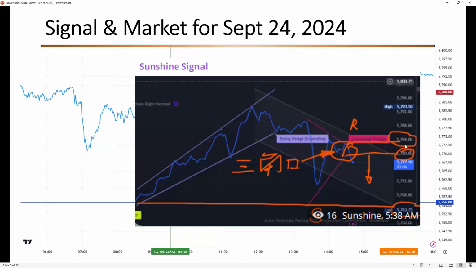And here are some of the possible resistances and supports for the day to look for. So 57.84, 57.80, and 57.63 is a support zone to look out for.